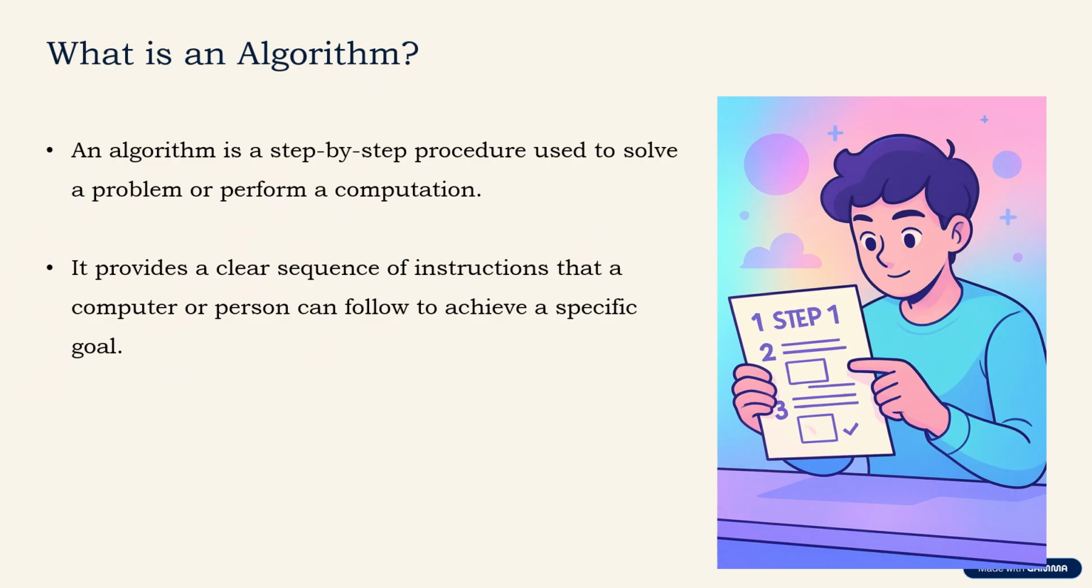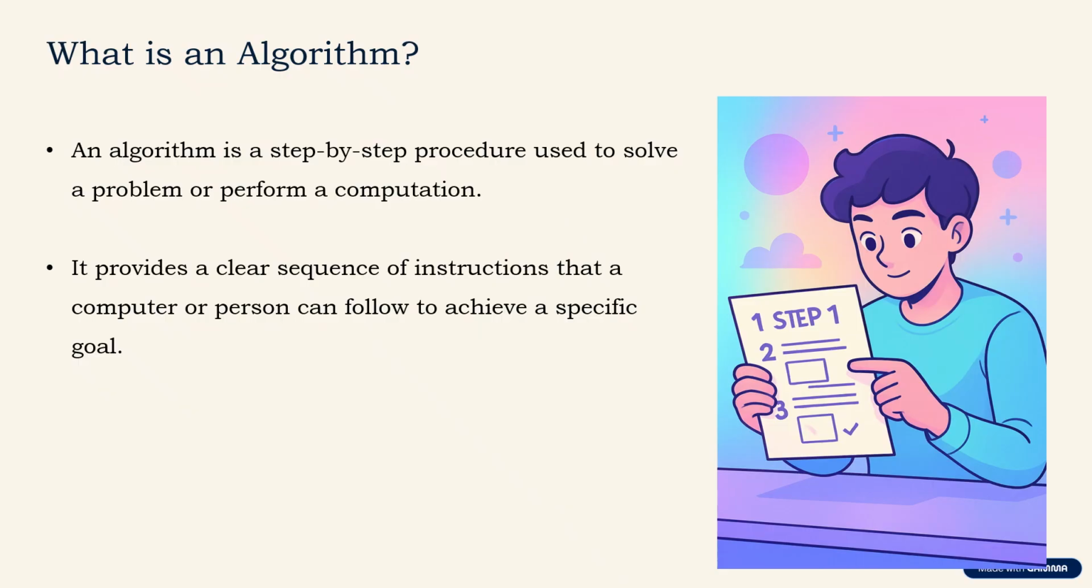Now, let us begin with the concept of an algorithm. An algorithm is a step-by-step procedure used to solve a problem or perform a computation. In simple terms, it is a clear sequence of instructions that tells us how to achieve a specific task. An algorithm can be followed by a human, a computer, or any system capable of executing instructions.